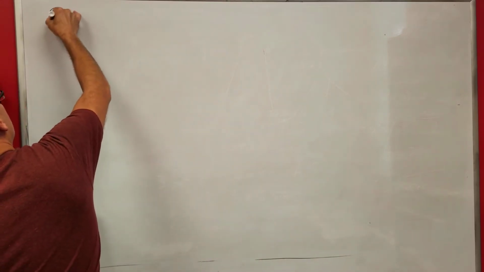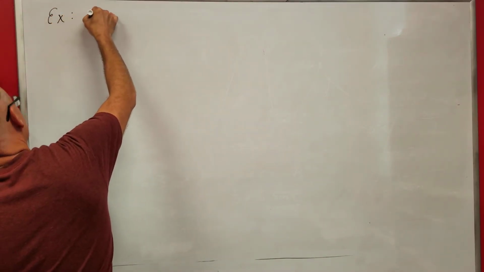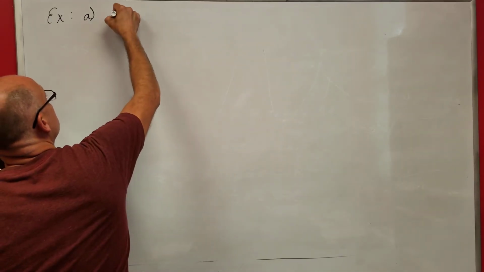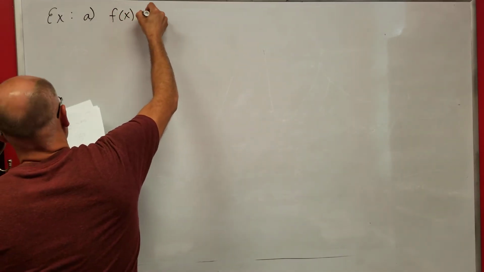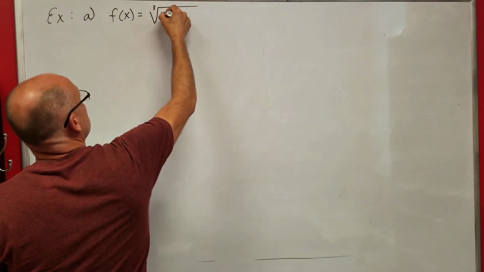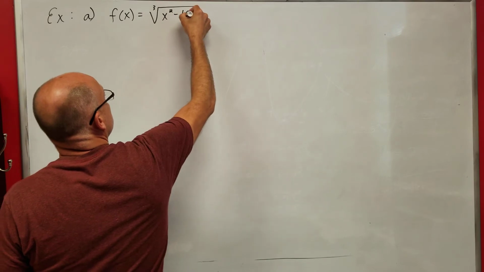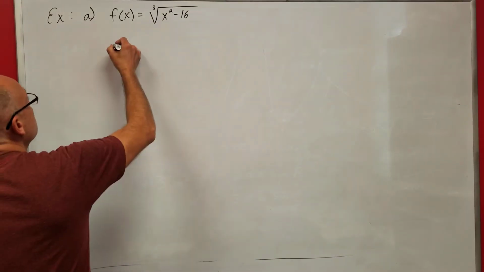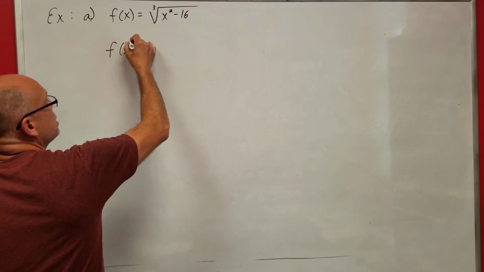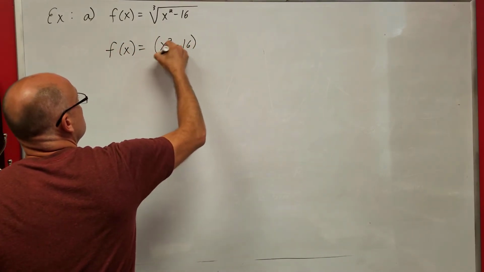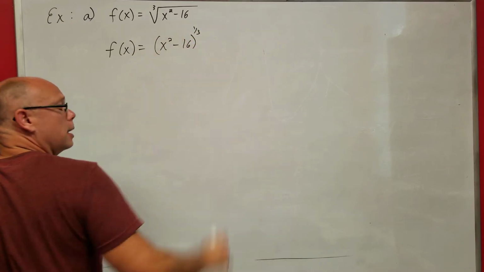We have a part A. And part A says, find all the critical points of f of x is equal to the cube root of x squared minus 16. Well, let's do a rewrite. Let's say f of x is equal to x squared minus 16 to the 1/3, okay?